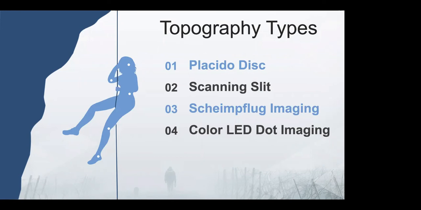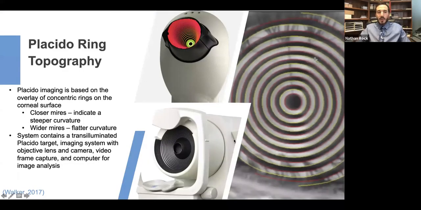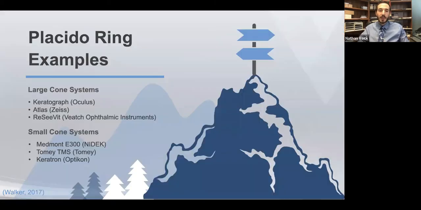Perfect. So we're gonna go over these different types. Most of us should be familiar with the Placido ring topographer. So it's based on an overlay of concentric rings that are projected onto the corneal surface. If the mires are closer together on the analysis, then the cornea is steeper. If the mires are wider apart, then it's flatter. So the system contains a transilluminated target that's reflected onto the cornea, an imaging system that captures that image. It's analyzed, and then it spits back the topography. So that's how they work.